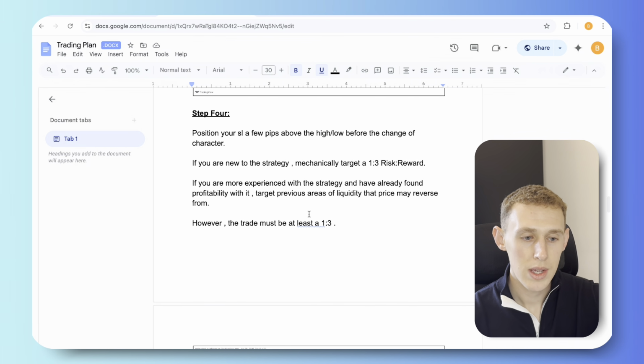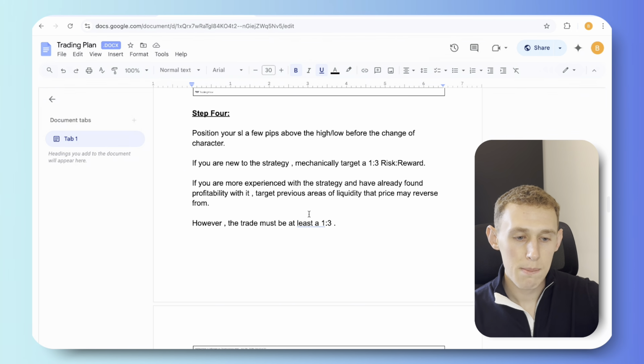So step 4, this is when we come to some of the more nuanced details about where we place stop loss and TP. For me, and what I really like to emphasize to the guys inside VIP, is it's very beneficial if you have a mechanical TP rule.